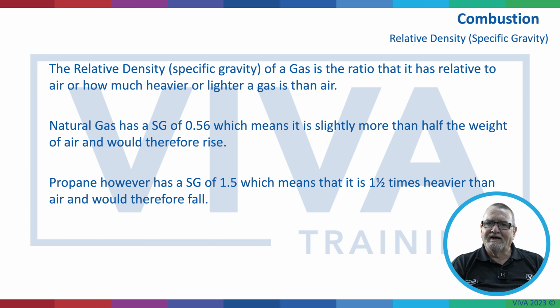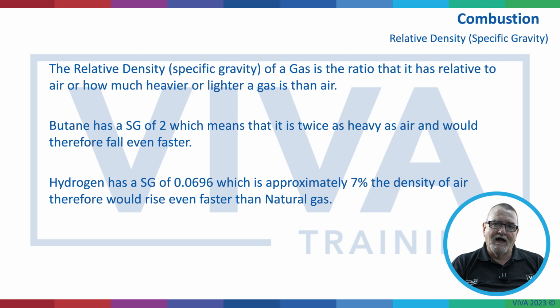Then there's a couple of other gases that we could come across. We've got butane, and that's used a lot for things like vehicles. Forklift trucks and things like that sometimes use butane. They're also used for your cigarette lighters. That's butane. That's twice as heavy as air, so it's even heavier than propane. So that's going to sit right down on the floor.